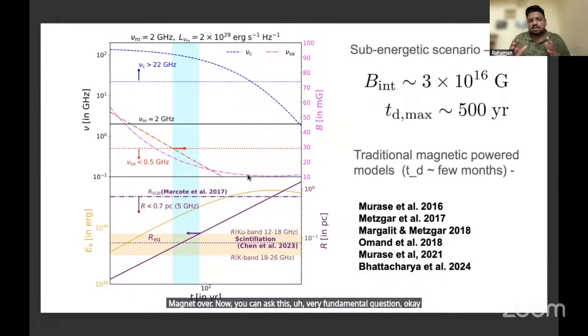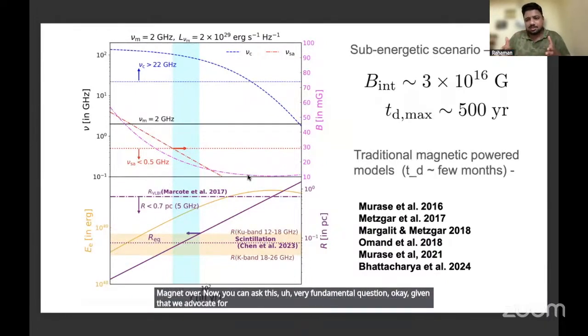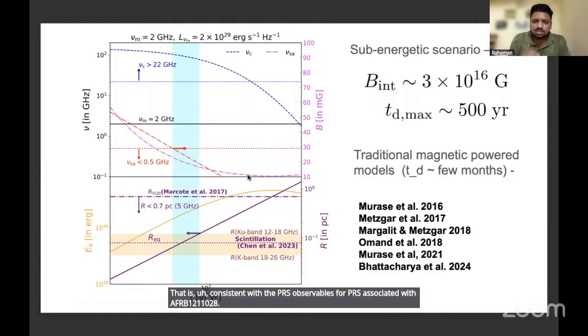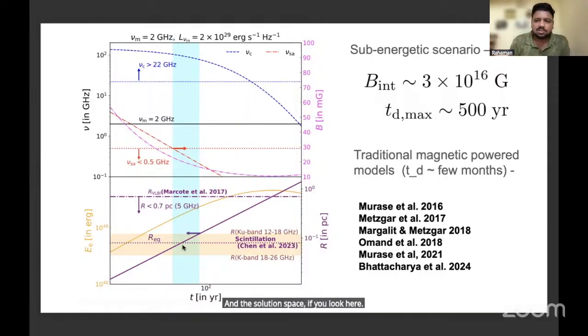Given that we advocate for a sub-energetic scenario, which would actually give you longer ages for these PRS systems, what is the strongest internal magnetic field and what is the largest decay time scale that is consistent with the PRS observables for the PRS associated with FRB 121102? The solution space corresponds to this blue strip, where the ages that are possible for this particular system are up to 100 years.